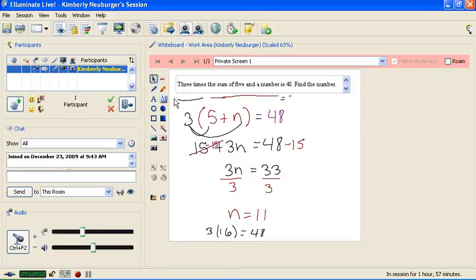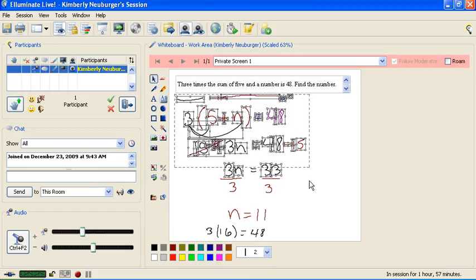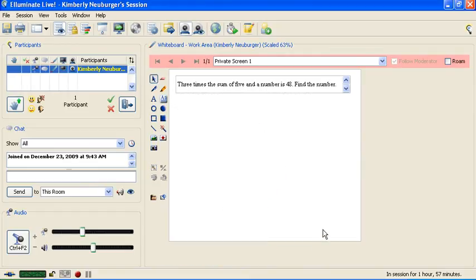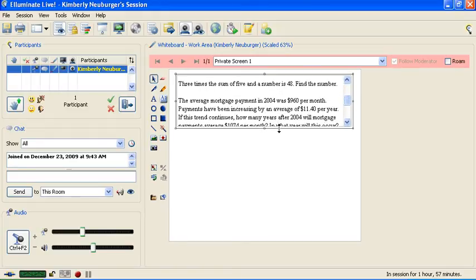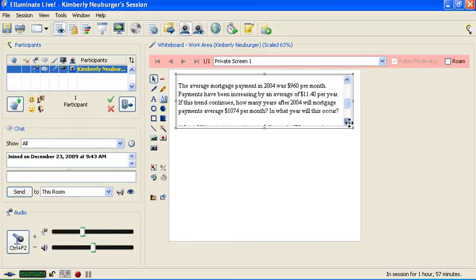Now that was one where we were just directly translating numbers into an equation. What if we have a situation that is more real life and we are translating it into an equation? So we're going to do this particular problem here where you're dealing with average mortgage payments over time.